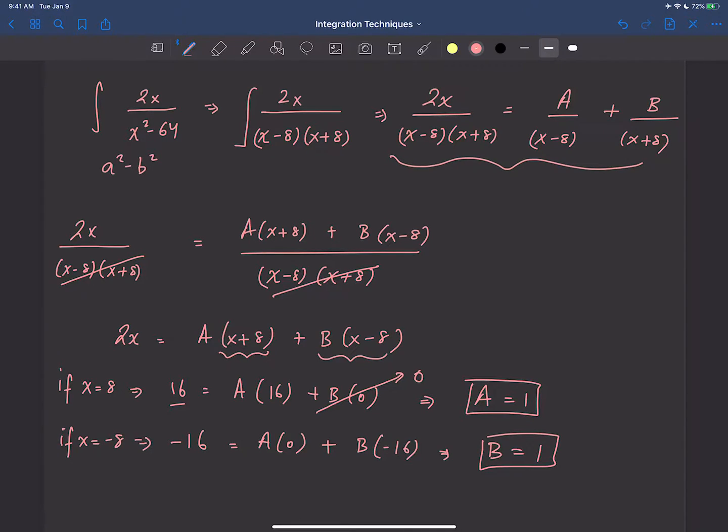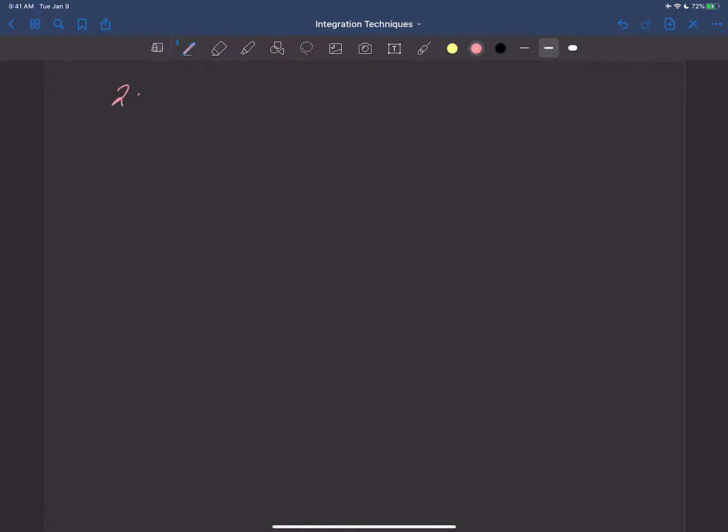Now we can come back to our integral. We know the 2x over x minus 8 and x plus 8 could be written as 1 over x minus 8, because that's the value of A, plus 1 over x plus 8, because that's the value of B. So knowing this, you can do that.